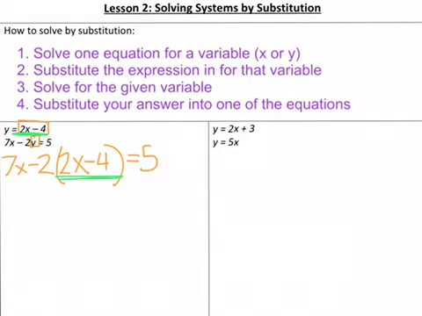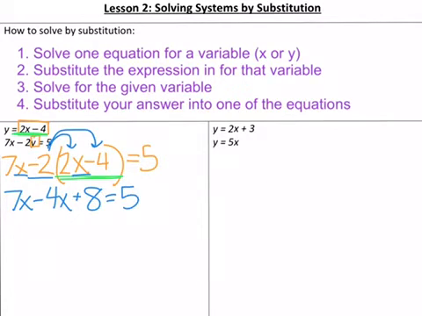Now, step 3 says to solve for the given variable. In this equation, we only have x's now. So now we're just going to solve the equation like we have learned in the past. So the first thing we do is we're going to distribute this negative 2 times 2x, and negative 2 times negative 4. So I have the 7x, and then I have negative 2 times 2x is negative 4x. Negative 2 times negative 4 is a positive 8, equals 5. I combine my like terms on the same side of the equation, so 7x minus 4x is 3x. Then I bring everything else down.